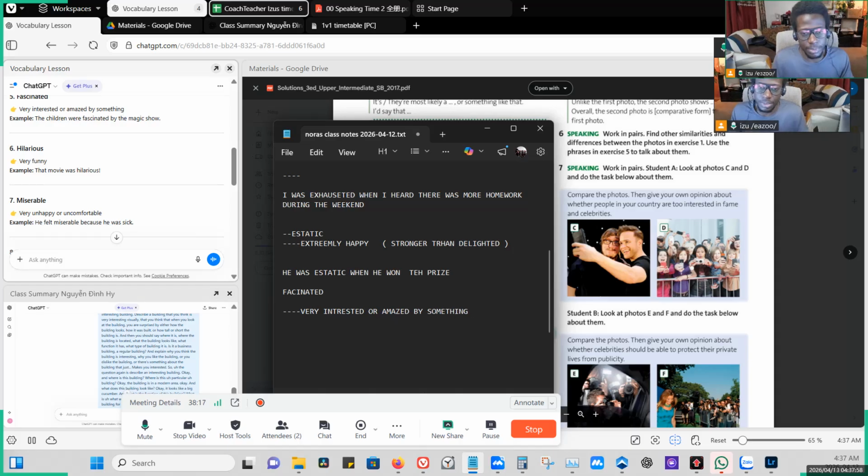If you're fascinated by something, you're very interested or amazed by something. And if you want to use the word fascinated in a sentence, you can say, the children were fascinated by the magic show.